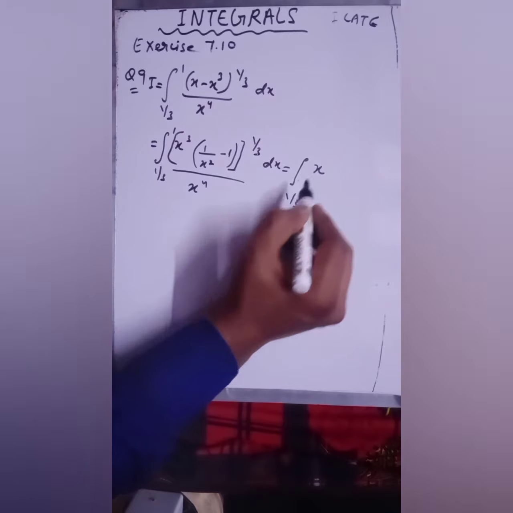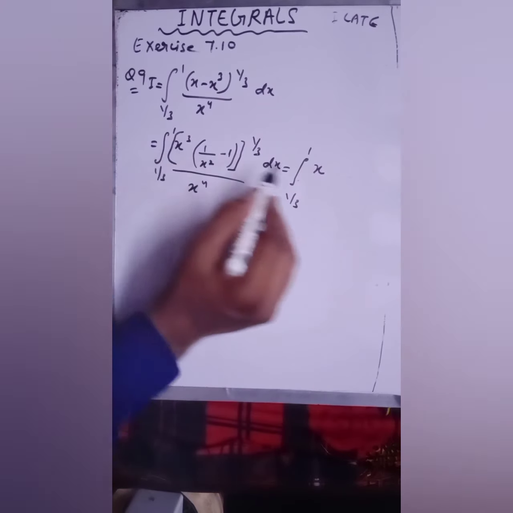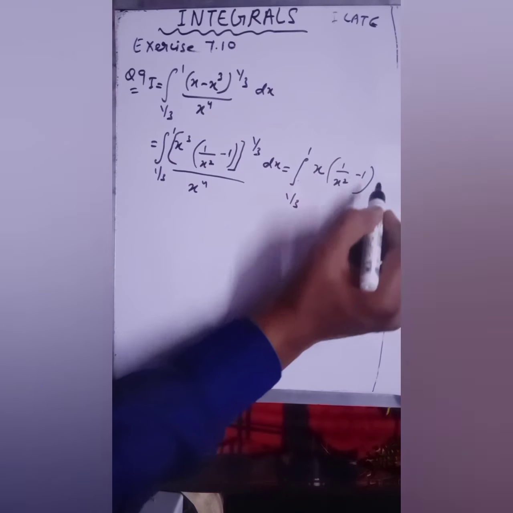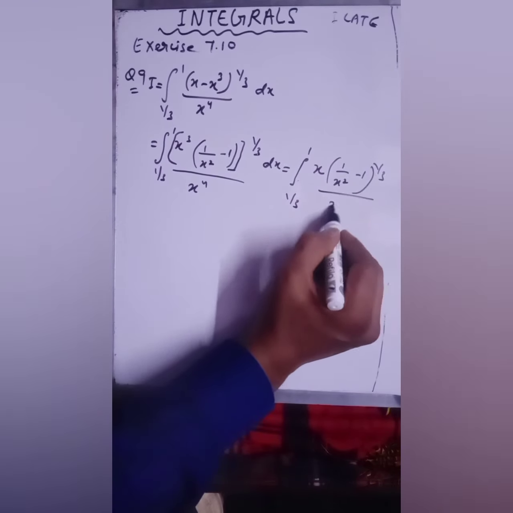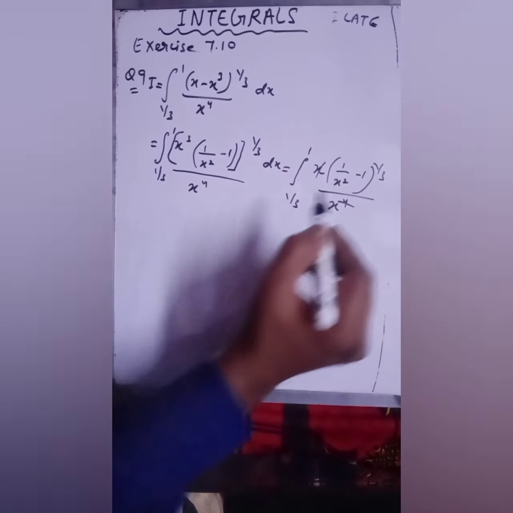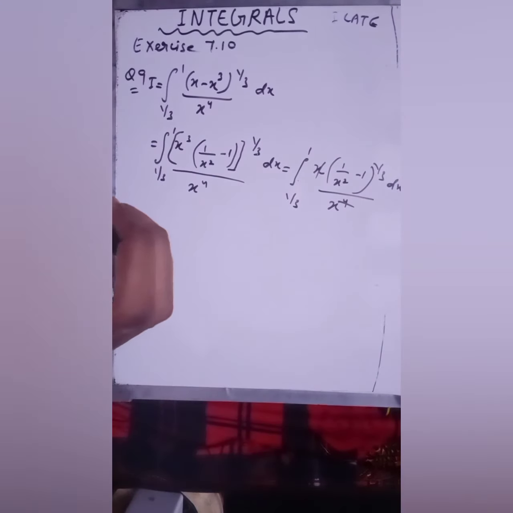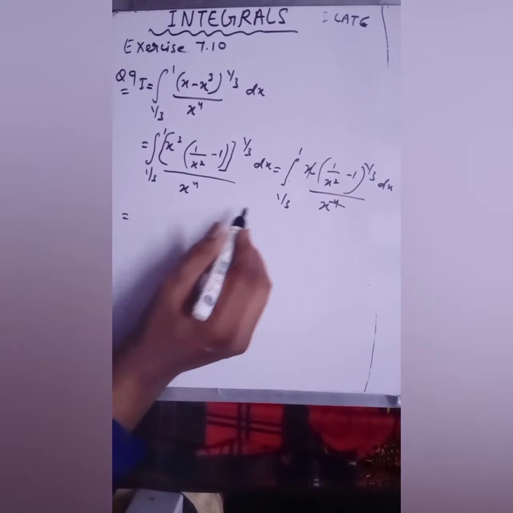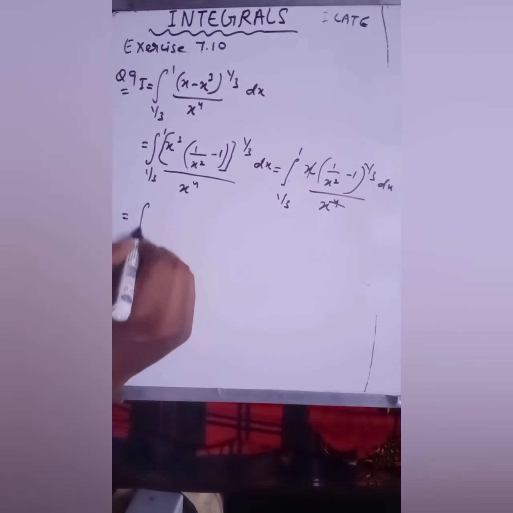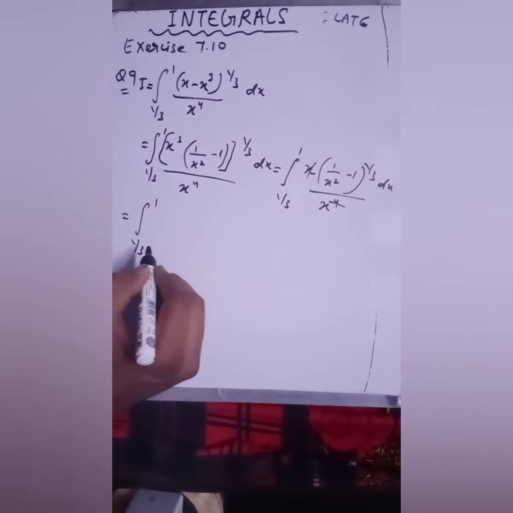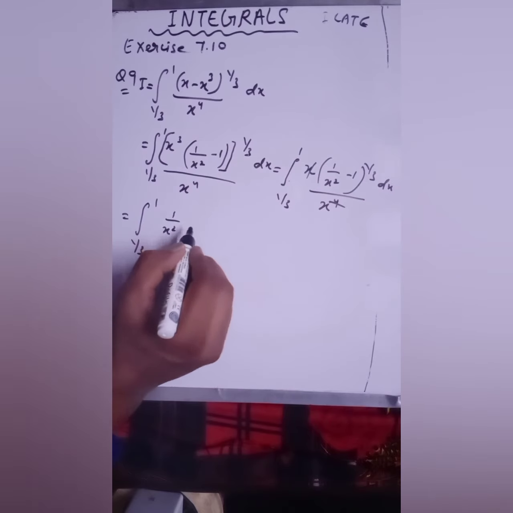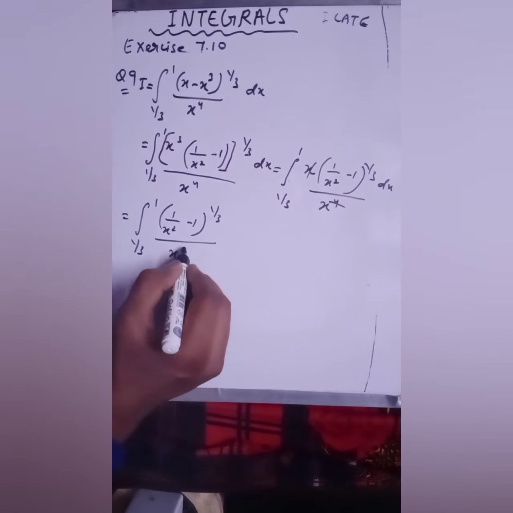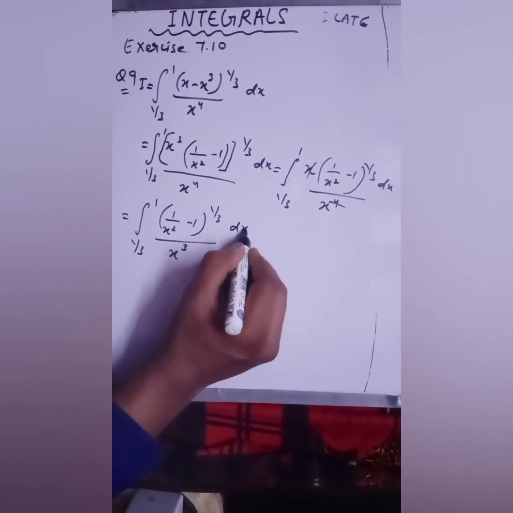This is 1 by 3 limit 1, so in place of x cube you will get x only, and this will remain the same, 1 upon x square minus 1, and this whole raised to power 1 by 3 over x raised to power 4. So this and this will cancel out, as you can see, okay. So after this step you will get 1 by 3, x square minus 1, this whole raised to power 1 by 3 over x raised to power 3 into dx.